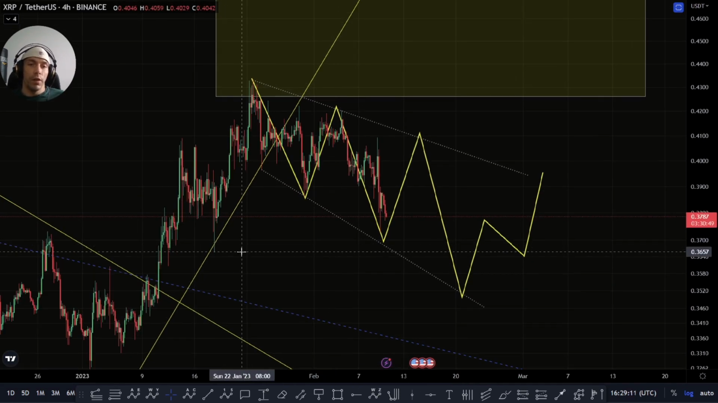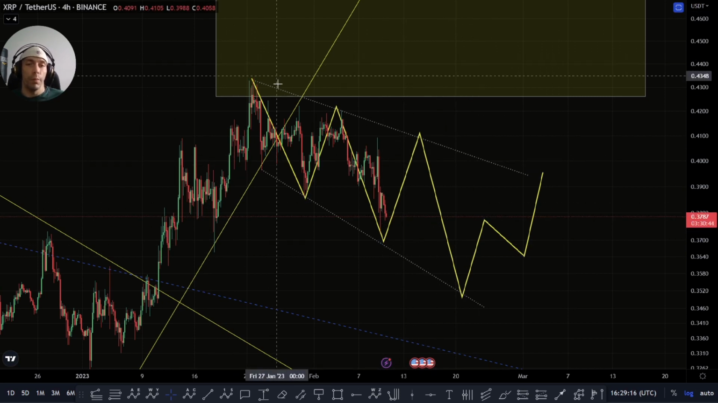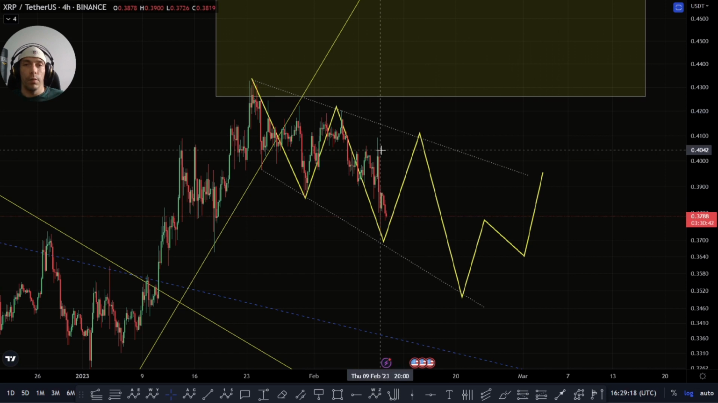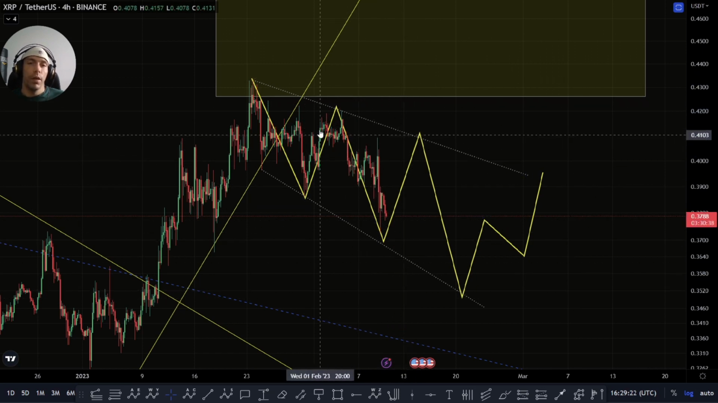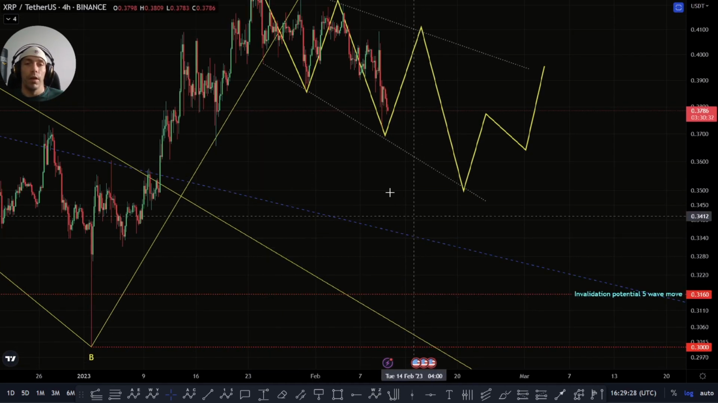But as long as we hold this low point, we can still look for that potential to push up. But we need to be aware of the fact that we can also break down here. So if we do start to break down deeper, we can start looking for these additional legs within the moves and then look for that deeper retracement here.